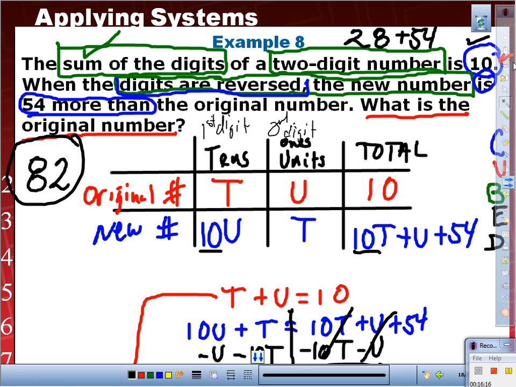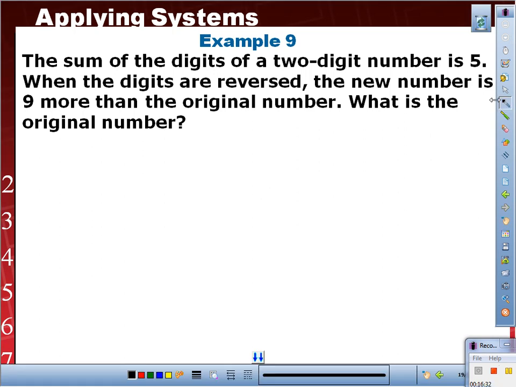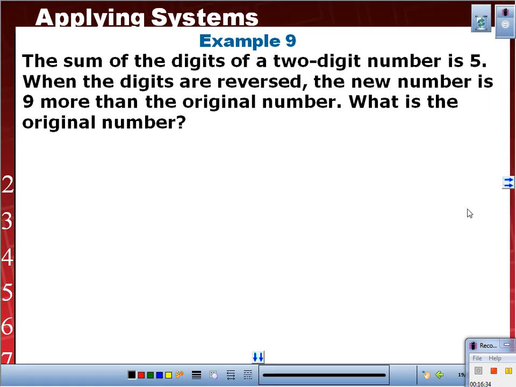You're going to do one by yourself, please. Copy that one. It says the sum of the digits of the two-digit number is 5. When the digits are reversed, the new number is 9 more than the original number. What is the original number? Copy that and go. See if you can do as much as you can without looking at your notes.